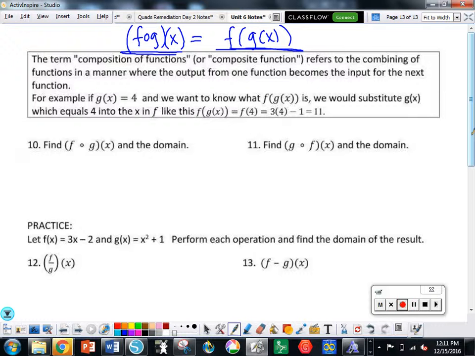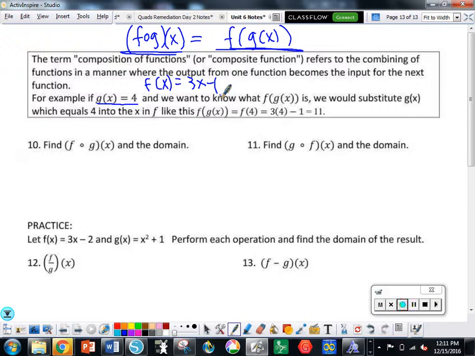Really quick, it doesn't tell us what the functions are. It tells us g of x equals this, f of x equals 3x minus 1. So you need to know that. The term composition of functions, or composite functions, refers to the combining of functions in a manner where the output from one is the input for the other. So you take one and you put it into the other. Computer programmers use this idea all the time, where the output of one working mechanism goes into another one. I don't program, but those ideas are used a lot in the computer world.